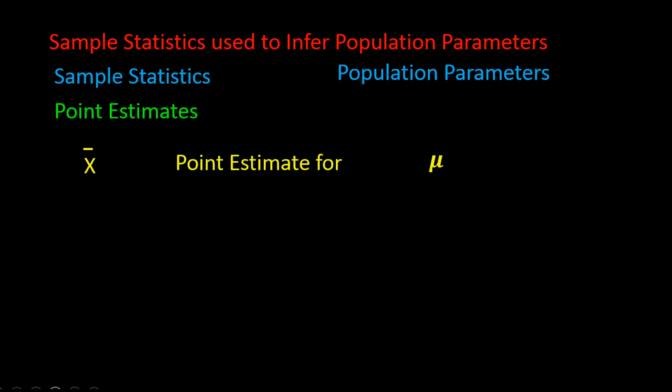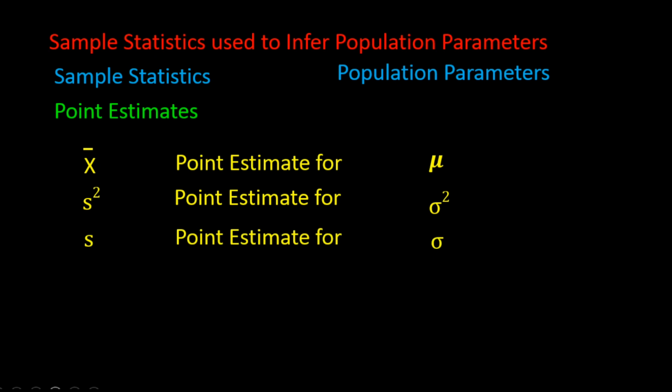The following sample statistics are used as point estimators for their corresponding population parameters. X bar is the sample mean and is used as a point estimator for mu, the population mean. S squared is the sample variance and it is used as a point estimator for the population variance. S is the sample standard deviation, and it is the point estimator for sigma, the population standard deviation. And P bar is the sample proportion, and it is used as a point estimator for P, the population proportion.